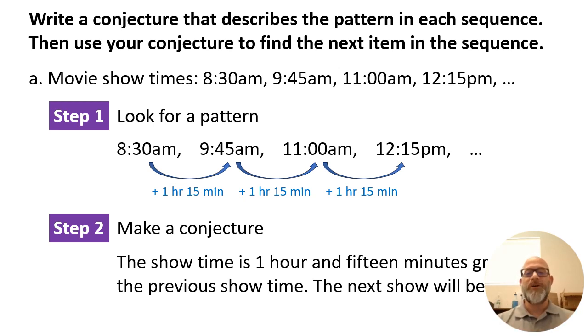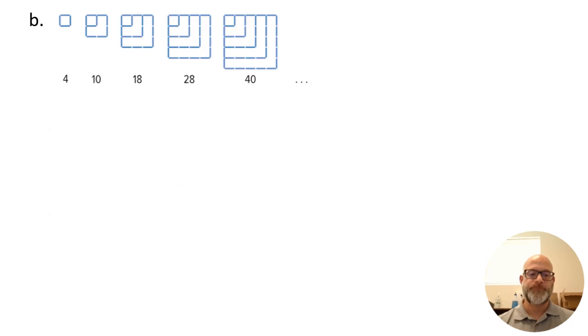Notice the conjecture has two parts. It's a conjecture about the pattern you see, and then a conjecture about what the next show time will be. All right, here's another example.